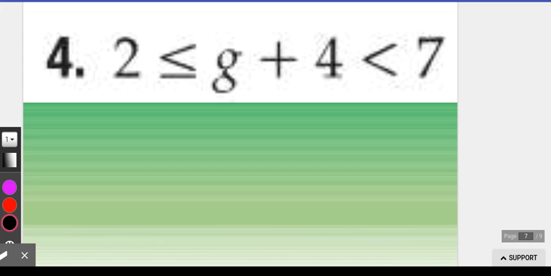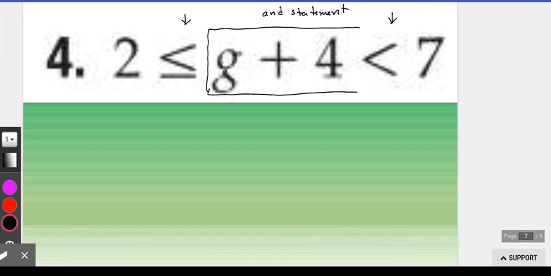Now, some of you may have had some issues with starting this particular one. Okay, this is a special one. It's usually a between problem, and this is an automatic and statement when it's written like this. Now I need to break it up into its 2 parts, and notice that there's 2 inequality signs. There's the less than or equal and then the less than. Well, put a box around what's in between them. So I'm going to put a box around g plus 4 because g plus 4 goes in both problems.